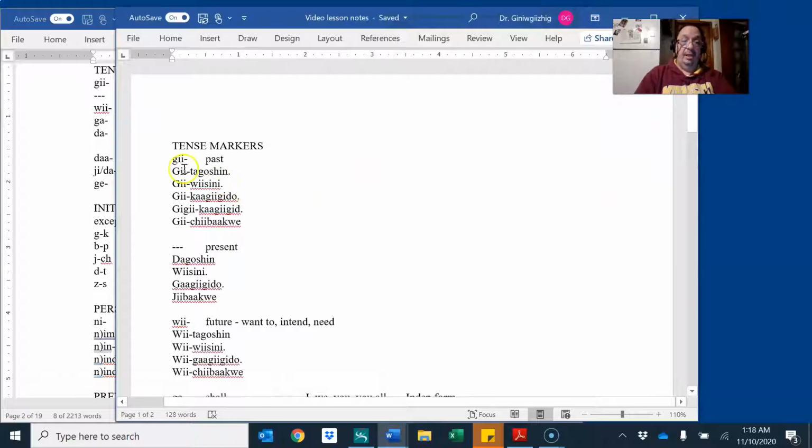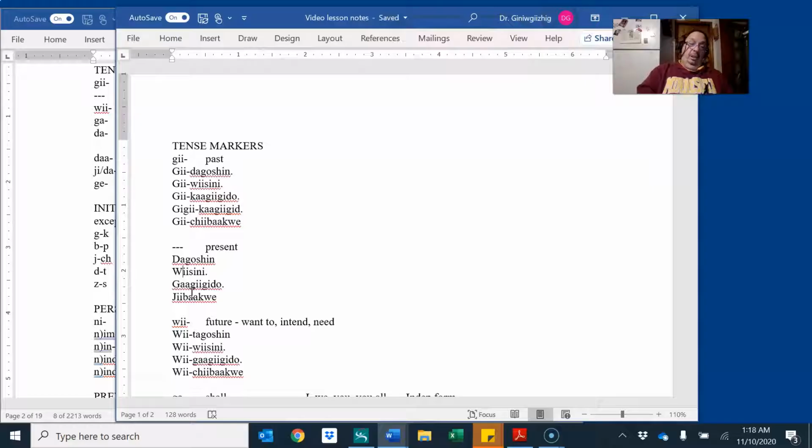The short list I have: gi is past tense, and the root word is dugoshin. Dugoshin, he or she is arriving. Sini, he or she is eating. Gagigado, he or she is talking. Jibakwe, he or she is cooking. In past tense, he arrived: gi dugoshin.